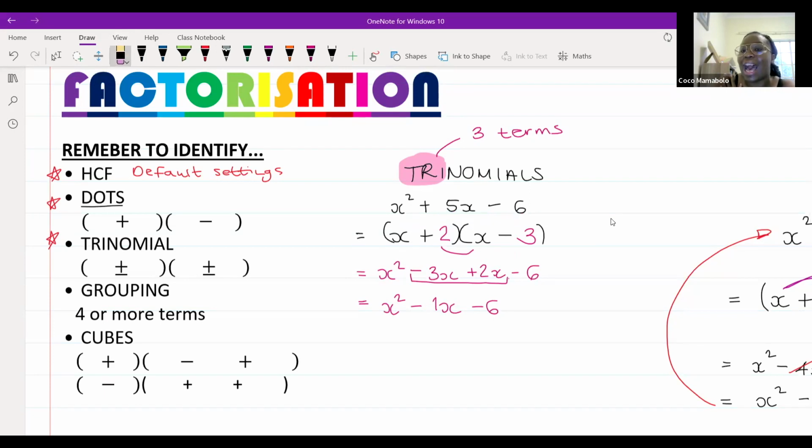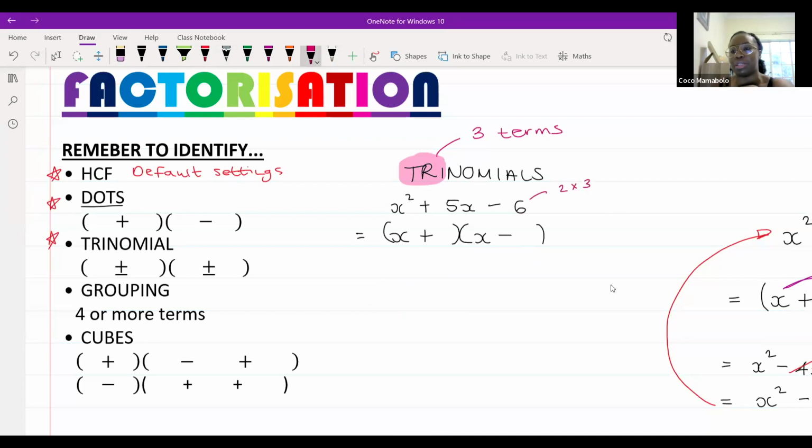I need to find other factors of 6, because trust me, 2 and 3 are not the only factors of 6. What other factors of 6 do we have? I know that 2 times 3 will give me 6. What else will give me 6? Think of two numbers that will give me 6 when I multiply them.